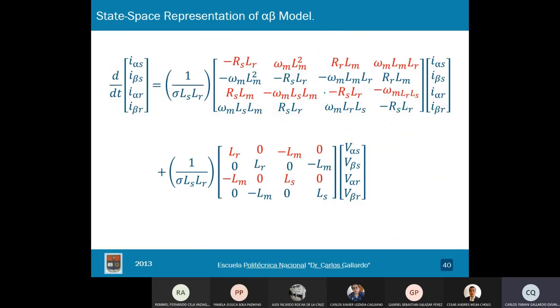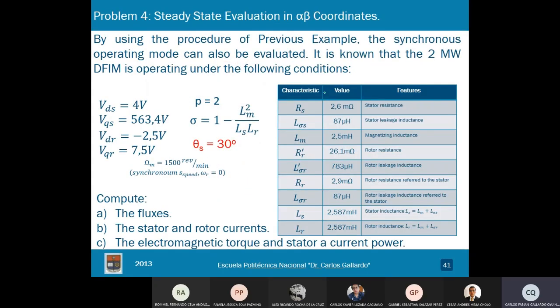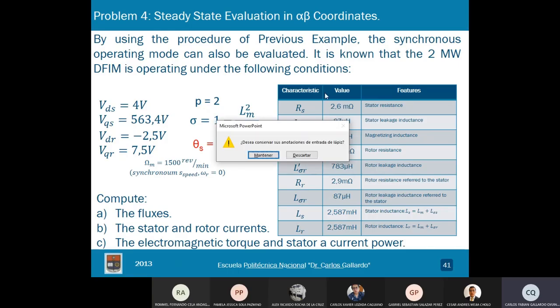Anyway, in order to make this clear, let's work on the following problem. Problem 4.